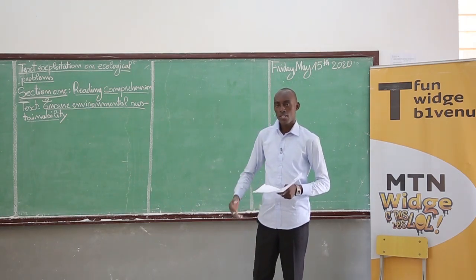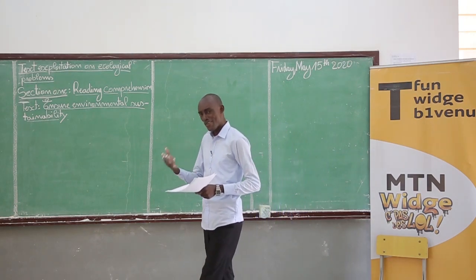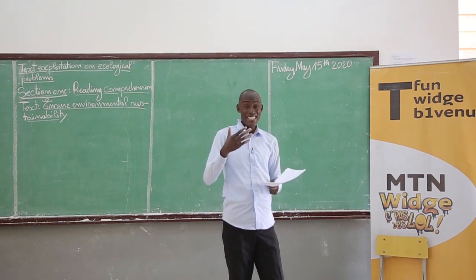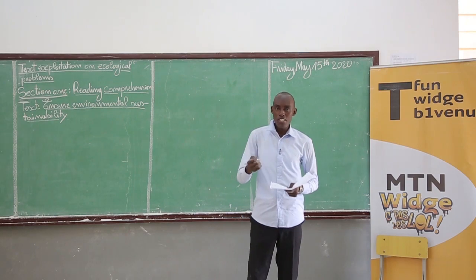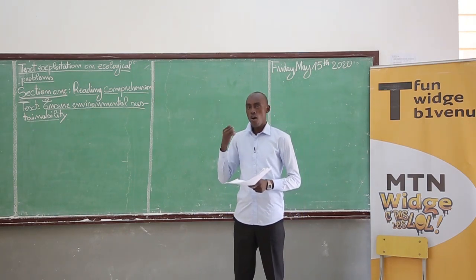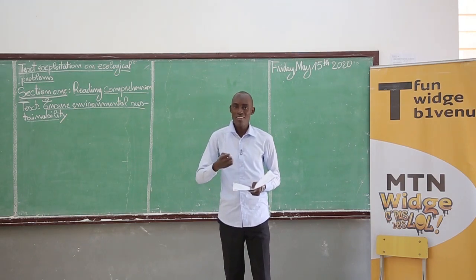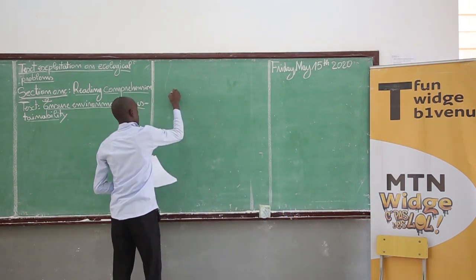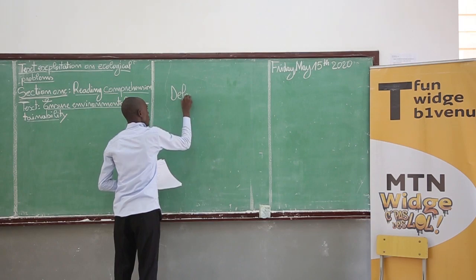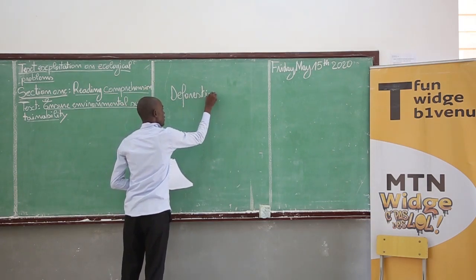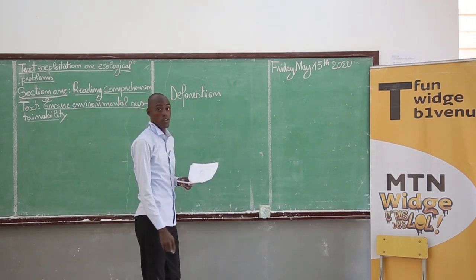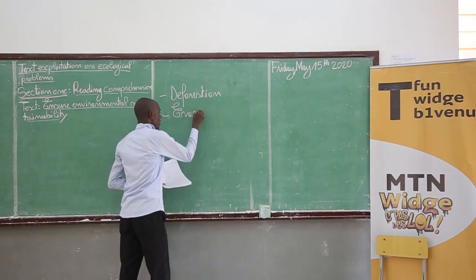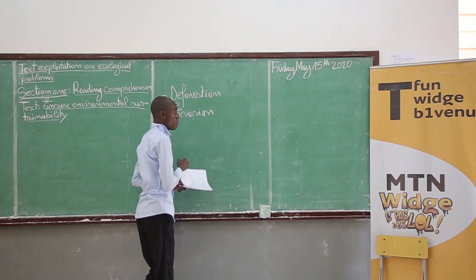ecological problems. Now, what do we know about ecological problems? What are ecological problems? Last time, we said that ecological problems are all natural and artificial problems, such as we have deforestation. Deforestation is one of the ecological problems. We have also erosion. Erosion is one of the ecological problems.